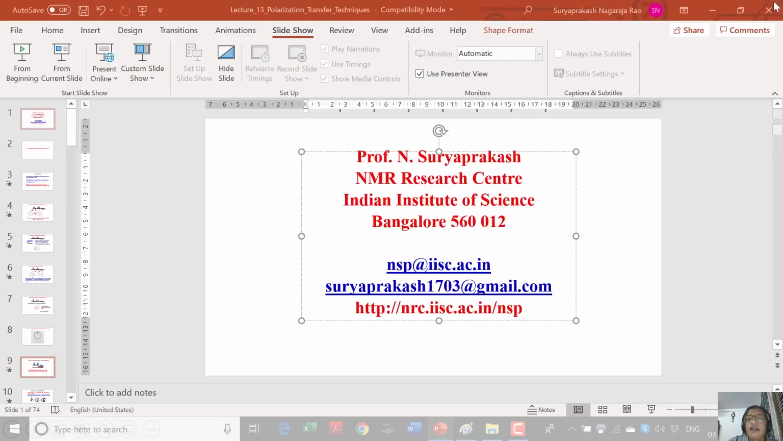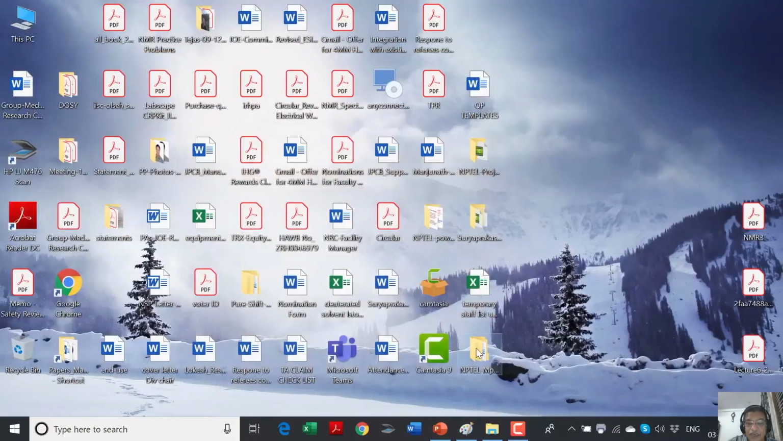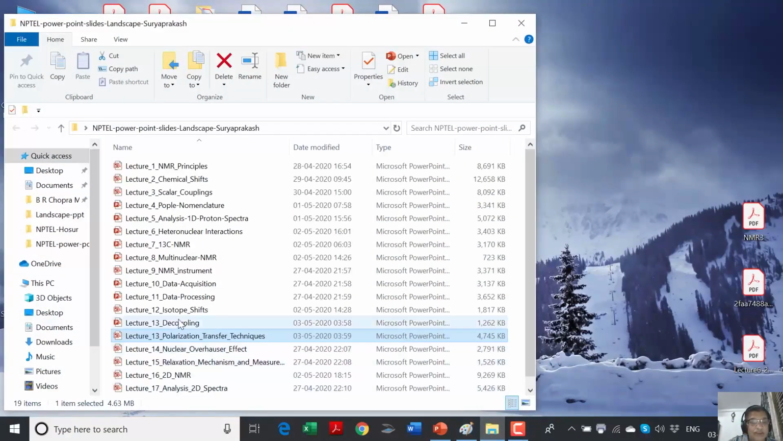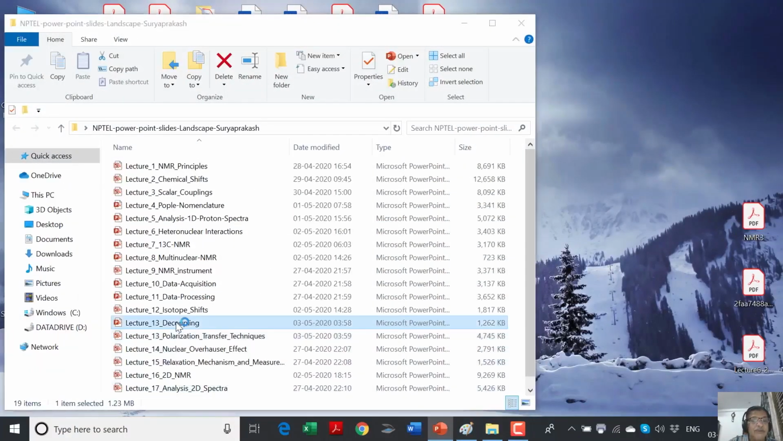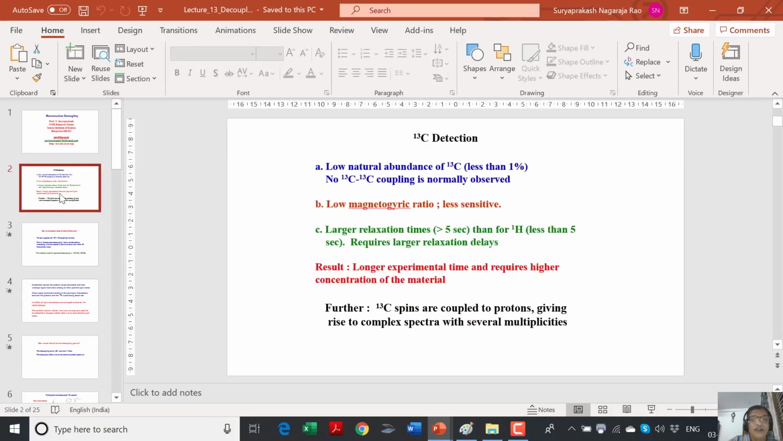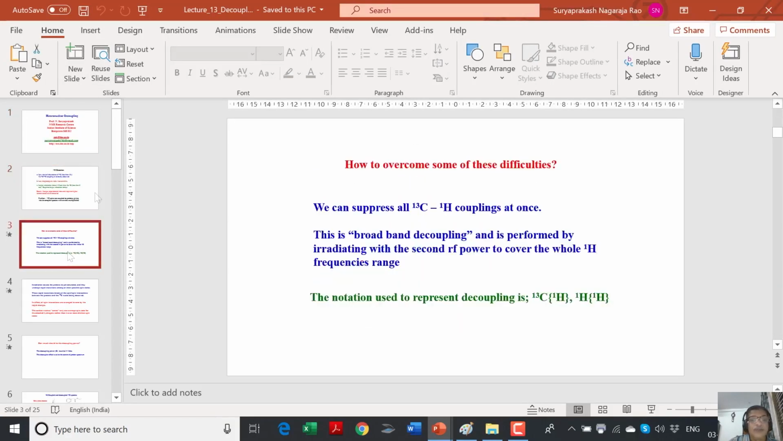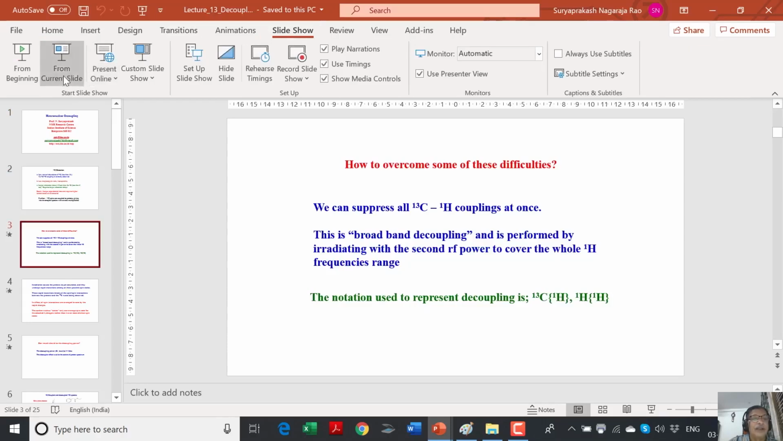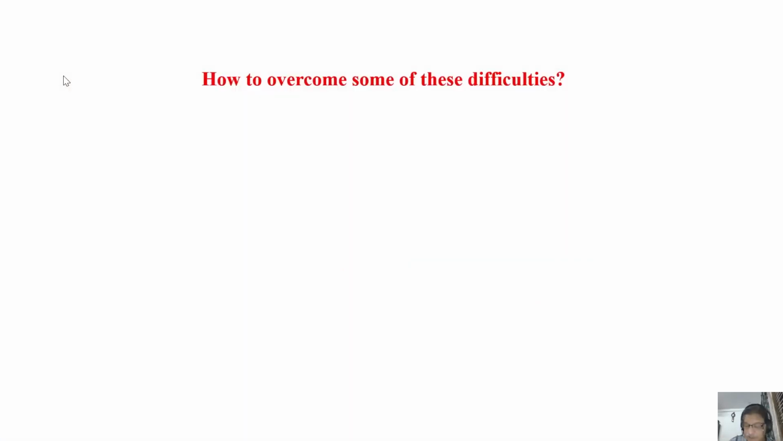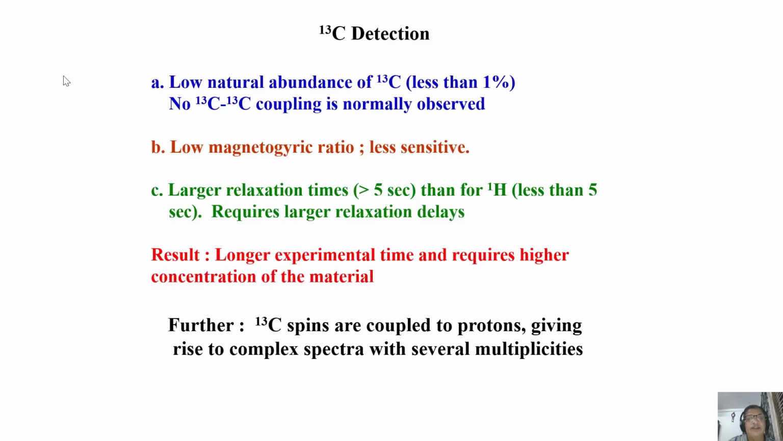I explained to you some time back, but in any case, I will quickly tell you what decoupling is in just 2-3 minutes or 5 minutes, so that we can continue to go further. I already told you, and then I don't need to come back to this decoupling. So one of the important problems I said in the carbon 13 NMR is the detection of low sensitivity.